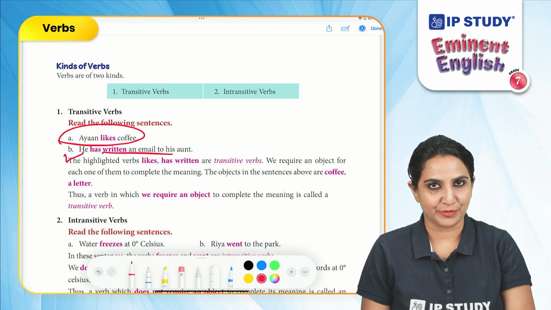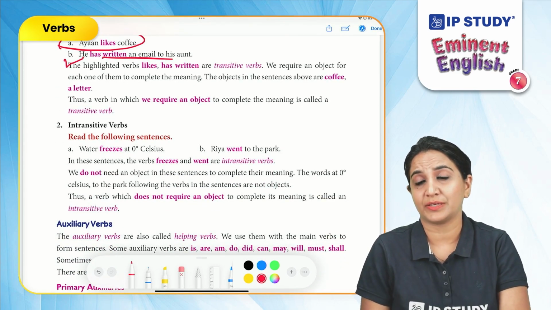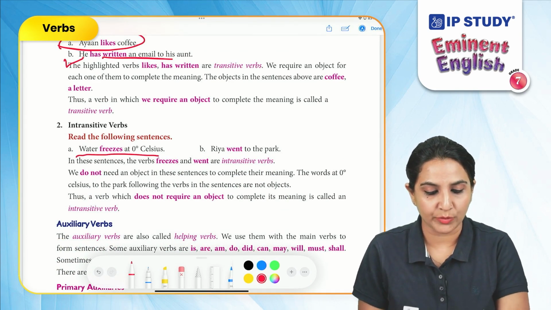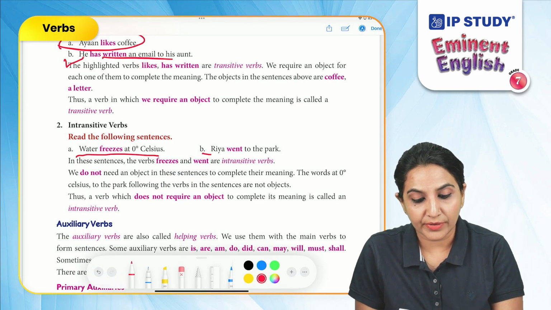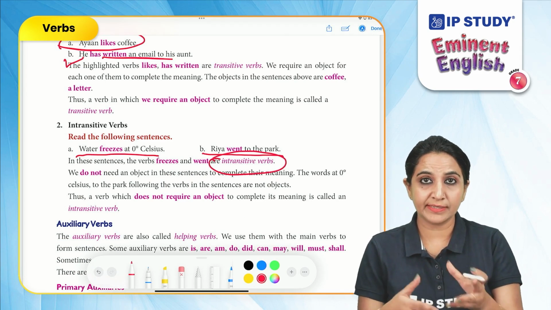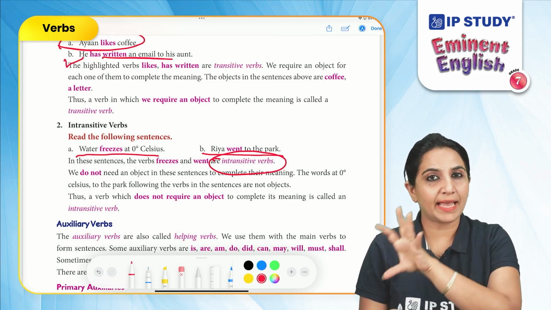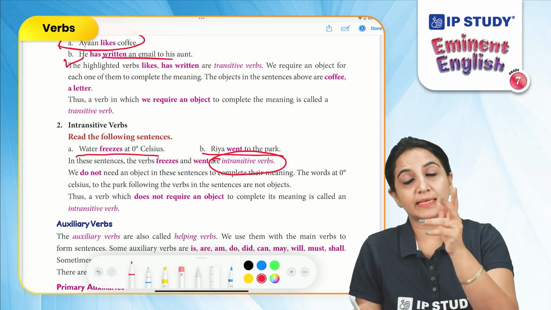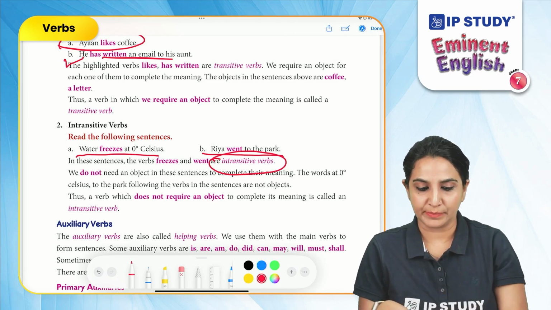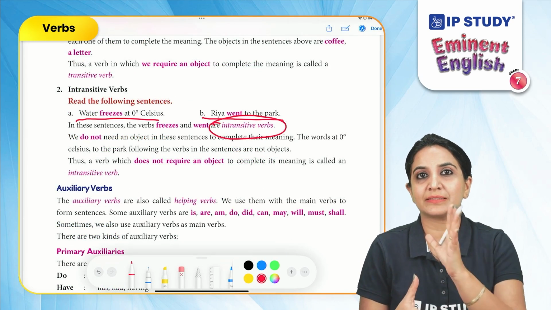What are intransitive verbs? As I told you, intransitive verbs do not require an object. Let's see some examples. Water freezes at 0 degrees Celsius. Riya went to the park. These are called intransitive verbs. Freezes and went. Here, the verb freezes did not need any object to complete the meaning. In the second sentence, the verb went did not need any object to complete the meaning. Hence, the verbs which do not require an object are called intransitive verbs.